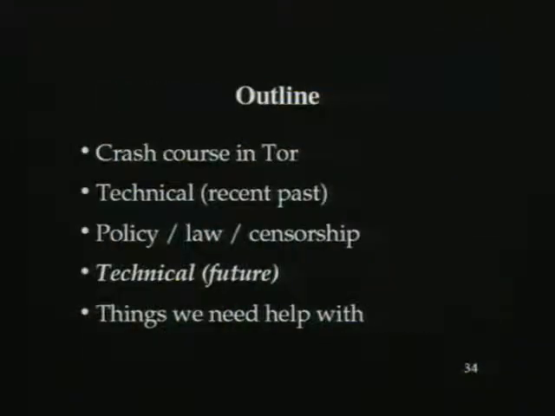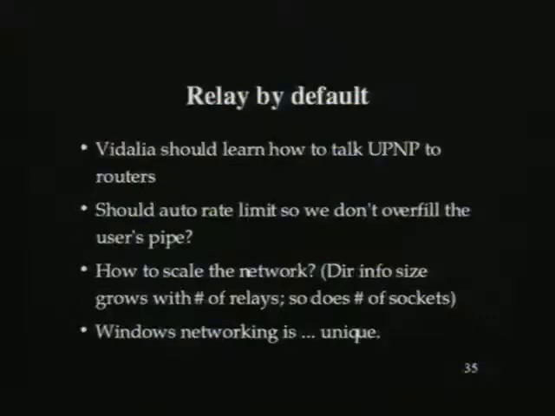Okay, so those are policy, law, censorship. A couple of things that we'd like to do in the future. Relay by default, we're getting closer. I had a slide earlier in the talk about how we rate limit differently, how we do relayed connections, how we automatically detect IP addresses. All of that's in place. There are a few more things we need to do.